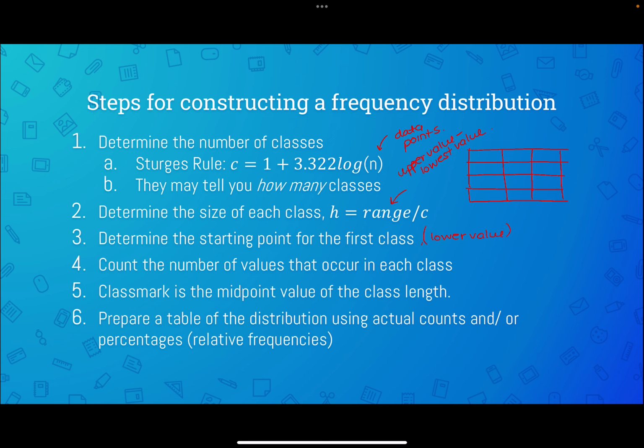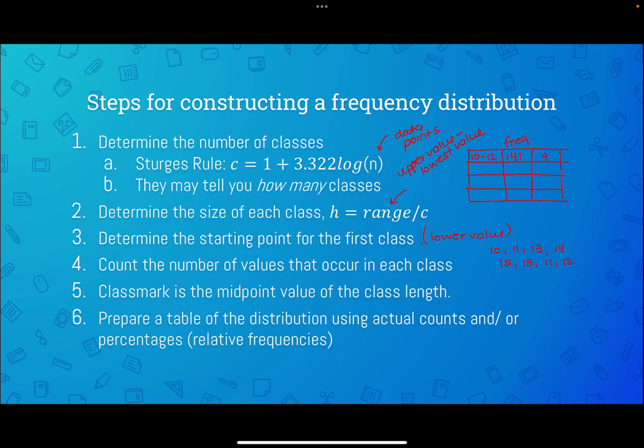Then you count the number of values that occur in each class. So for example, if we had 10, 11, 13, 14, 15, 13, 11, 12, and my class is from 10 to 12, I know that I have the 10, the 11, and the 12. So my frequency was 4. So I need to count those numbers.